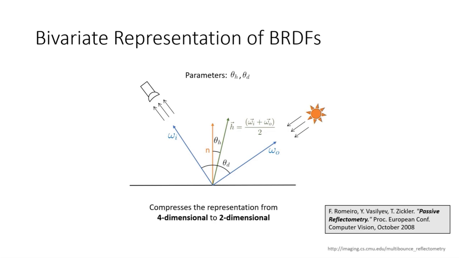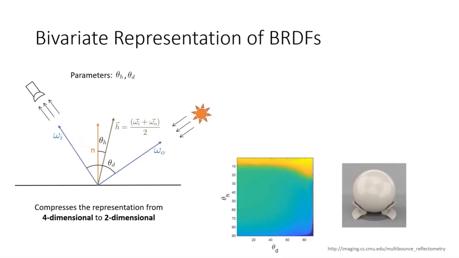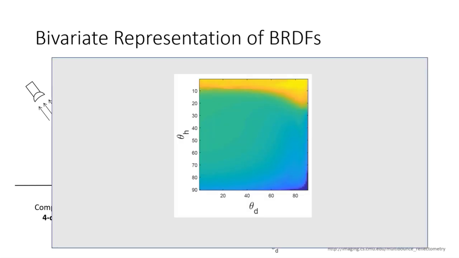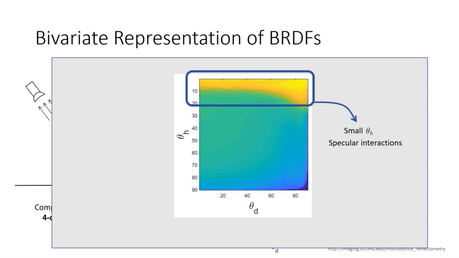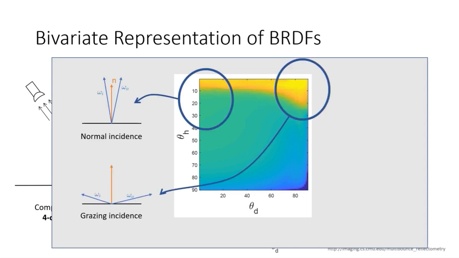We can use the bivariate representation to visualize BRDFs as 2D matrices. We show this for two example BRDFs along with the representative images rendered with these BRDFs. In each table, the top part corresponds to near specular reflections, with the top left region being near normal incidence and the top right region being grazing incidence. We can use the bivariate representation to visualize which parts of the BRDF are being sampled using different shapes.